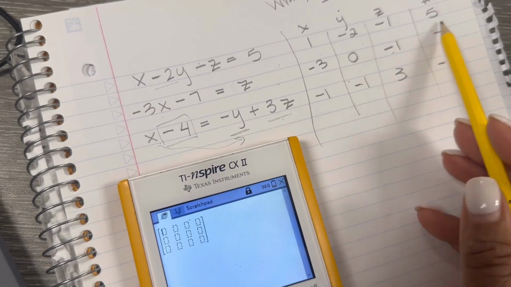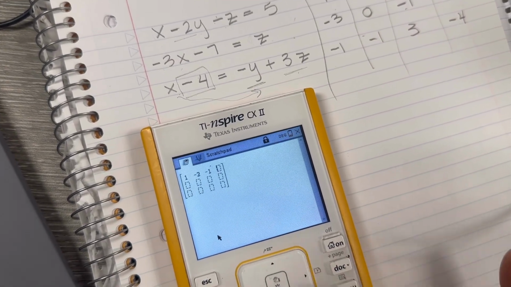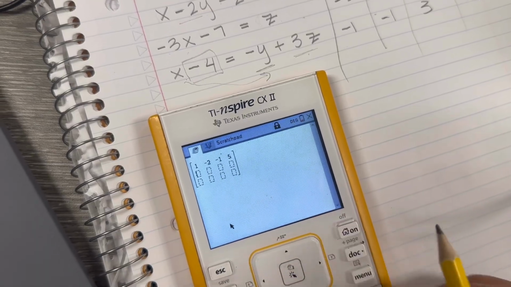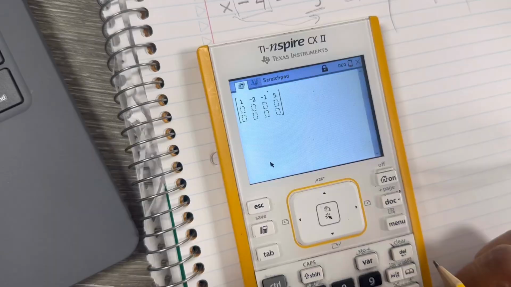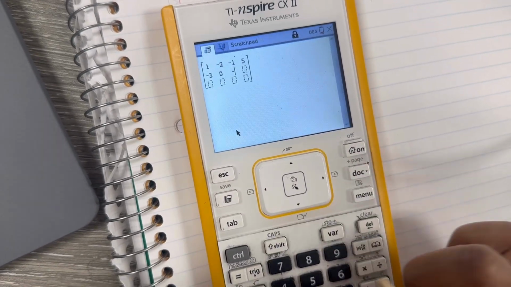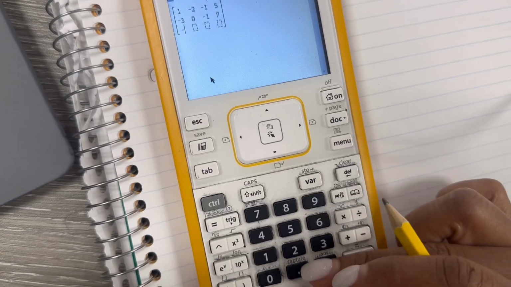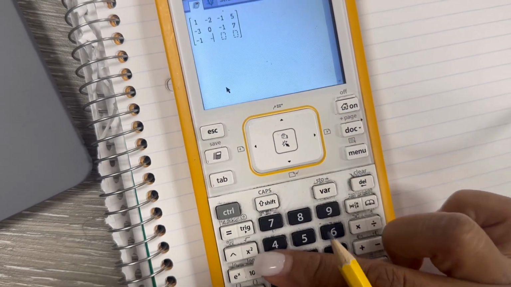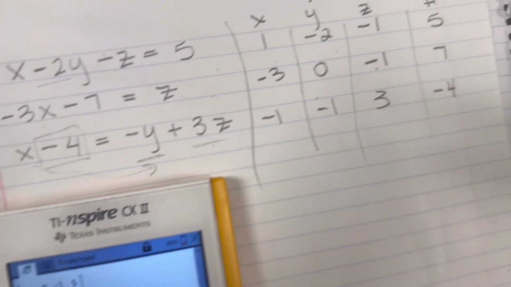1, -2, -1, 5. This is a negative, not this. This is minus, this is negative. They are different. They're different on here. 0, -1, 7. -1, -1, 3, -4. Double check your entry that you did it correctly.